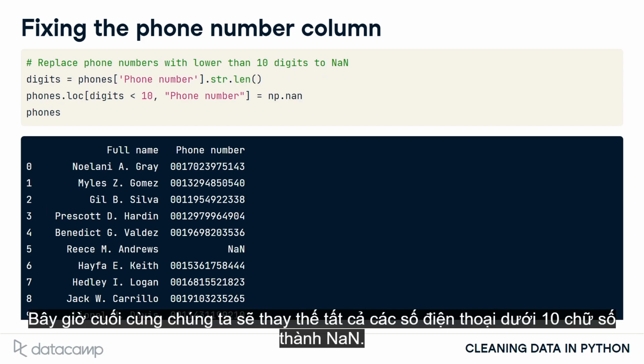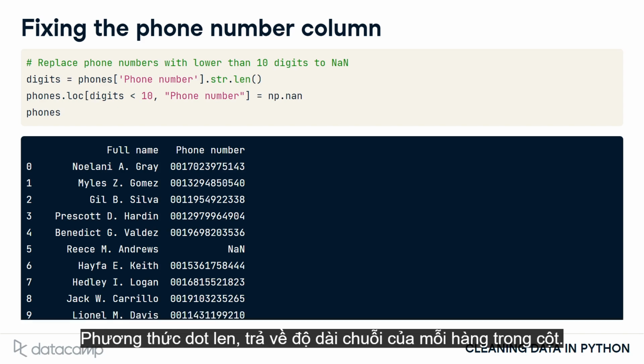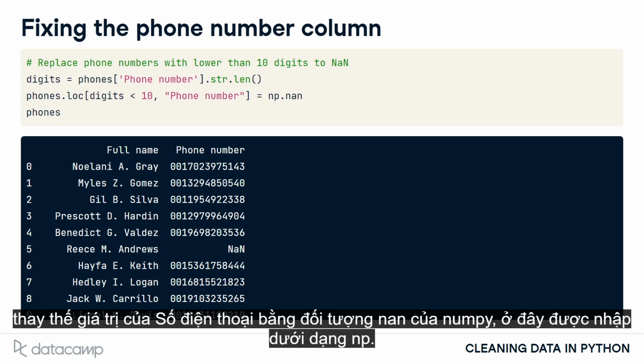Now, finally, we're going to replace all phone numbers below 10 digits with nan. We can do this by chaining the phone number column with the .str.len method, which returns the string length of each row in the column. We can then use the .loc method to index rows where digits is below 10 and replace the value of phone number with numpy's nan object, which is here imported as np.